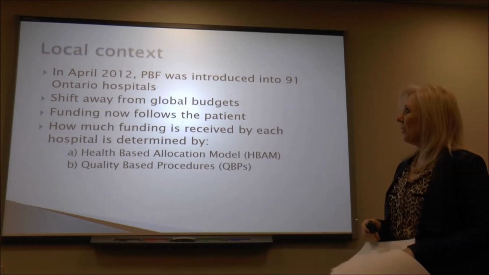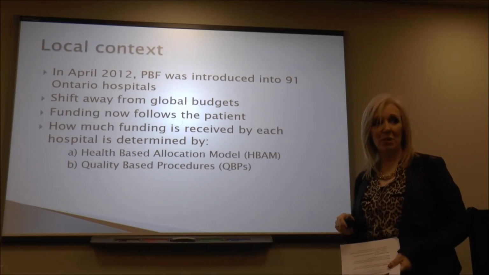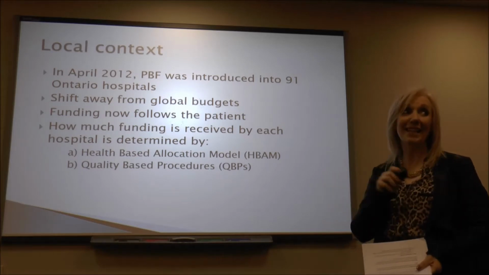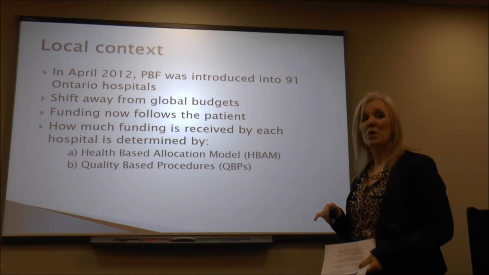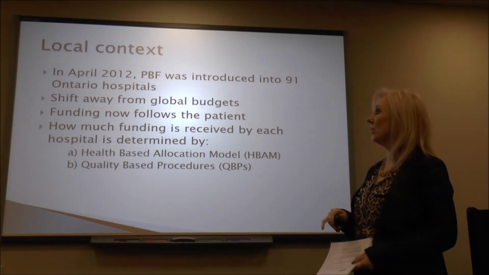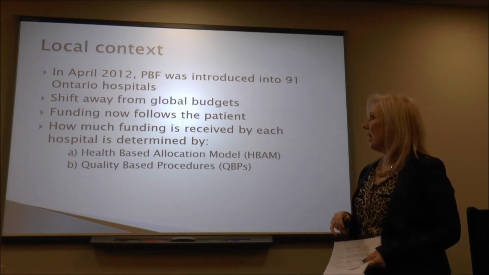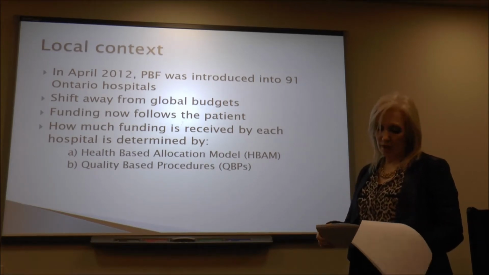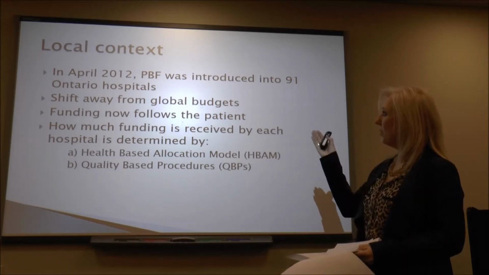So just a little bit closer to home, in April 2012, patient-based funding was introduced into 91 Ontario hospitals. Not all of them were included. In fact, some of the smaller hospitals weren't included because it wasn't advantageous for them to be included based on the way they were going to do some of the calculations. So it represented a shift away from global budgets. And of course, you're well familiar with global budgets.